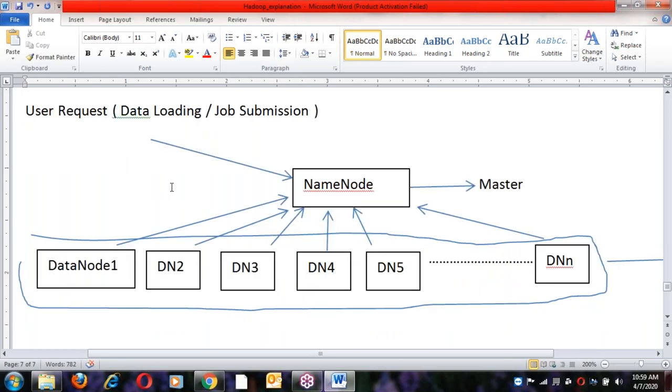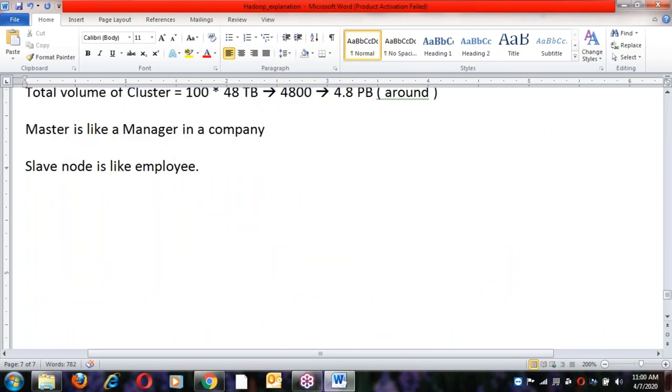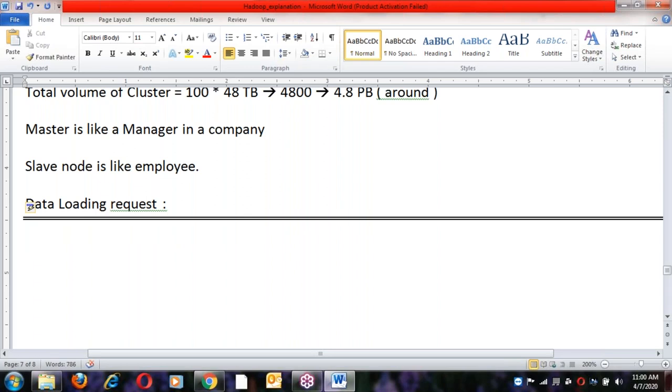Let us see data loading first. How does the name node handle a data loading request? When you try to load the data, that request first goes to the name node. Let us see how it is processed by the name node.